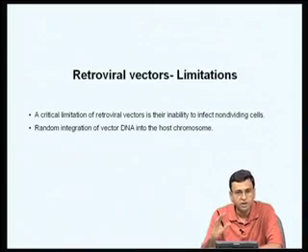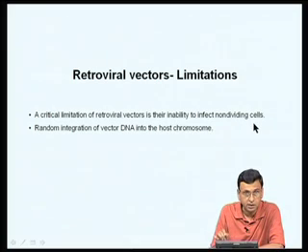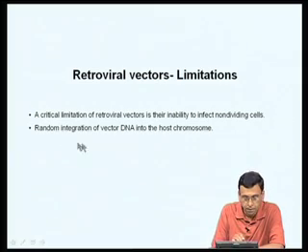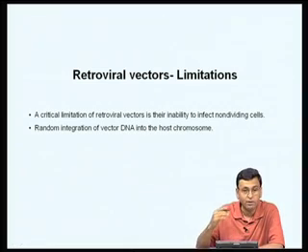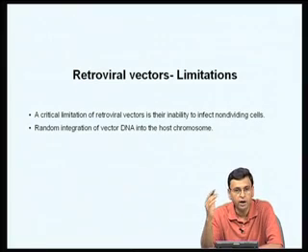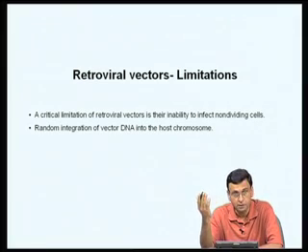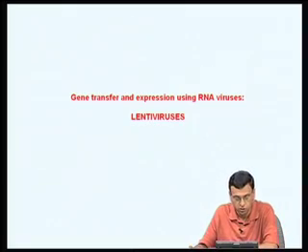Some of the major limitations of the retroviral expression systems are their inability to infect non-dividing cells. Retroviruses cannot infect non-dividing cells, and another big problem is they randomly integrate into the host chromosome. They can integrate anywhere in the host chromosome, and when one integrates into an oncogene or a tumor suppressor gene, it can lead to cancer. So there are problems with using retroviruses, especially in the case of human gene therapy.